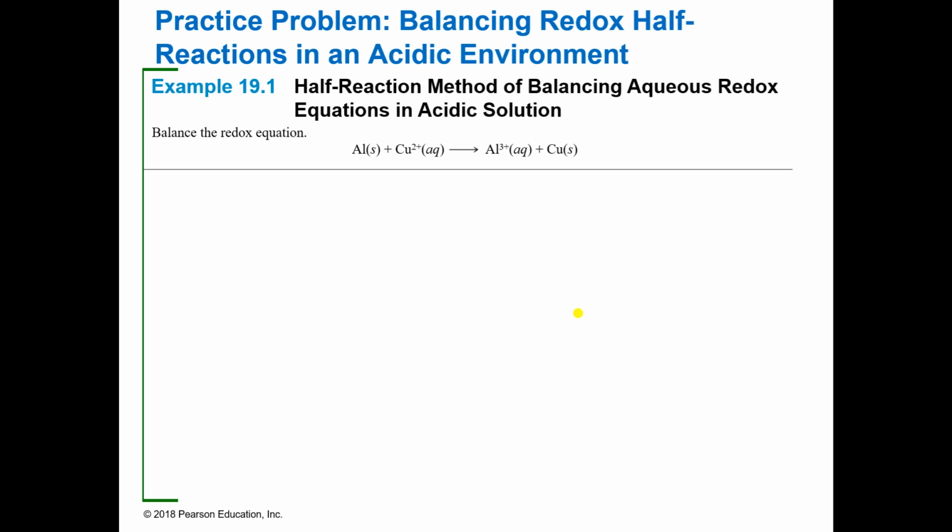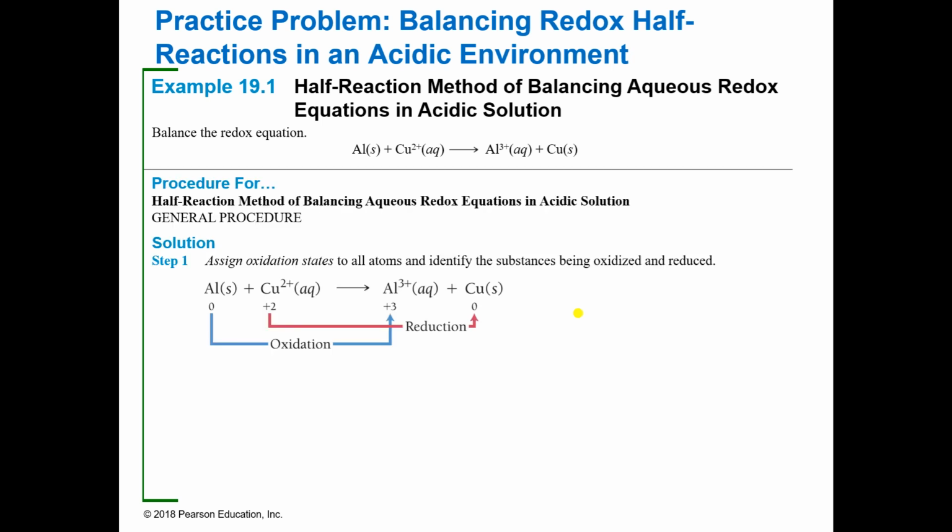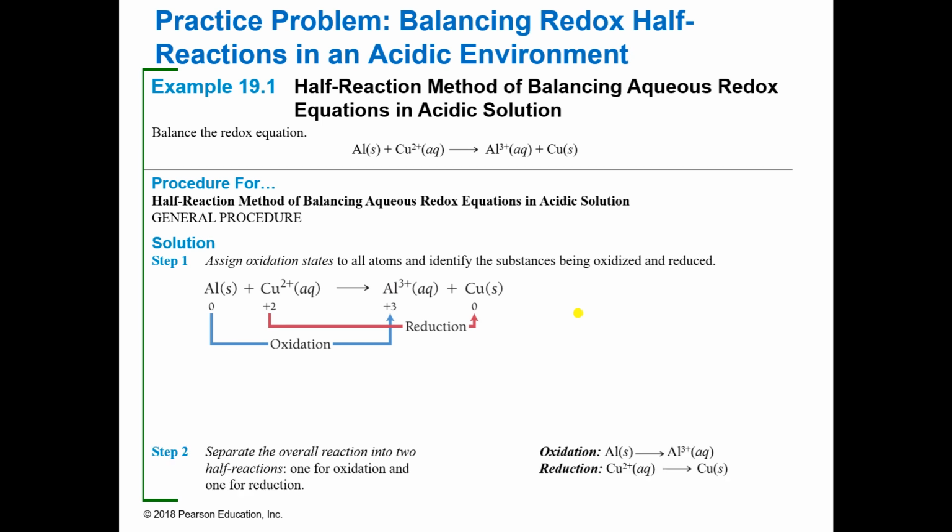So the first thing we're going to do is assign oxidation numbers to each thing. Aluminum is in its free state, so its oxidation number is 0. And on the product side, it goes to +3. So that is a loss of 3 electrons. It is a loss, therefore it is oxidized. The copper starts at 2+ and goes back to its solid state, which is its free state. So it goes from 2+ to 0, which means that it is reduced by 2 electrons. So we can separate out these half reactions now that we know what we're dealing with.